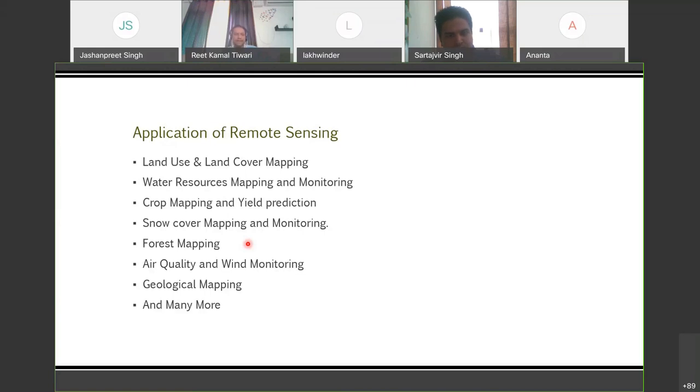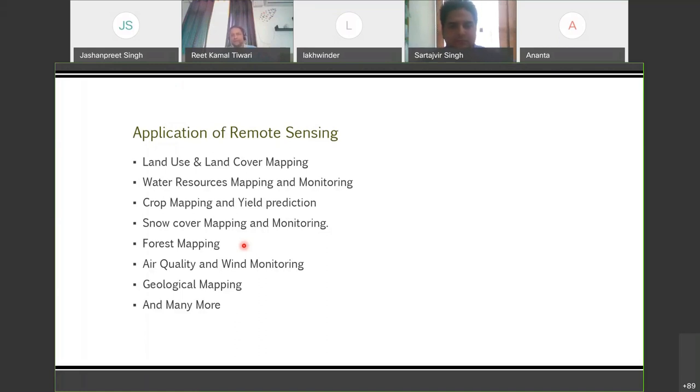Now another area is snow cover mapping and monitoring, forest mapping, and air quality and wind monitoring is another application of remote sensing. Then geological mapping, and many other applications are there, like traffic flow monitoring, surface features, urban mapping, urban heat island mapping. All these things can be done using remote sensing images.